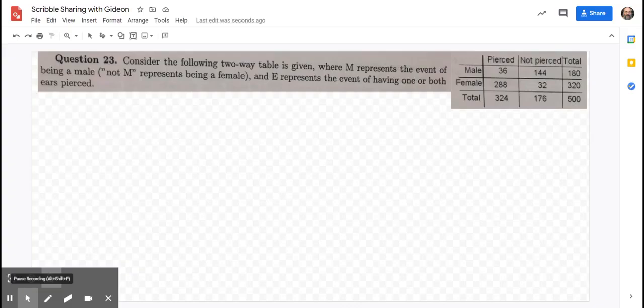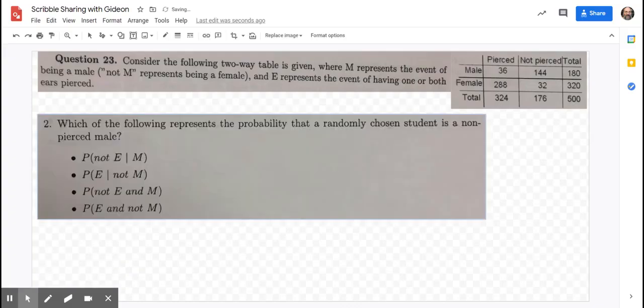All right, let's move on to the second part of the question. What's the probability of, okay, is this conditional? Is it an intersection? What's going on? What is the probability that a randomly chosen student, I've just got a randomly chosen student, is a non-pierced male?